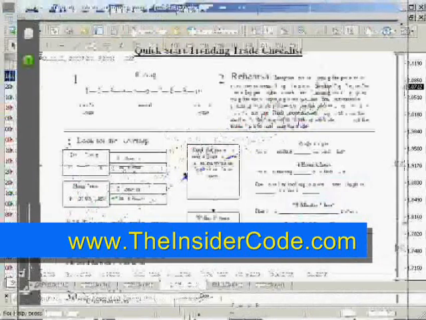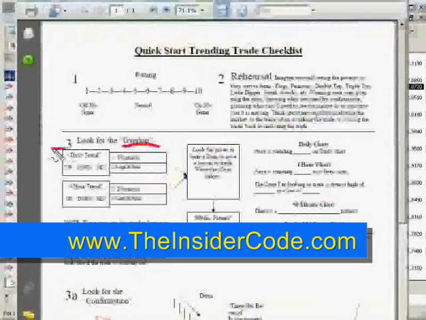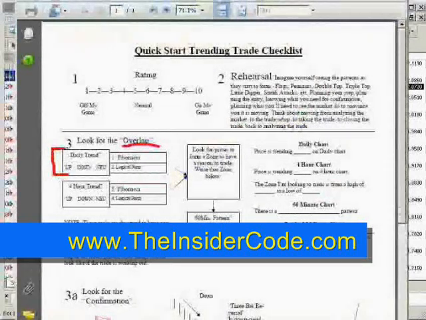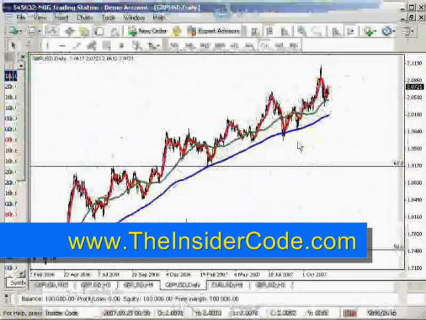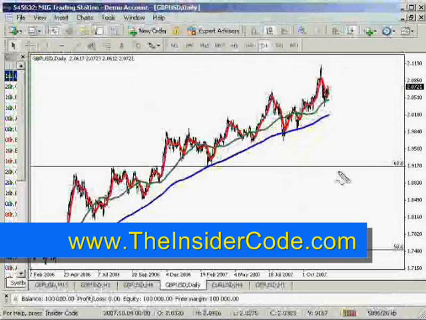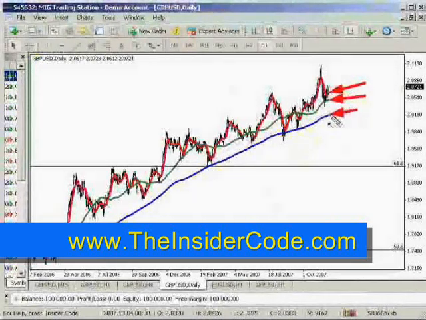So let's start with our trending trade checklist. When we're looking for the overlap, the place we want to start first is the daily. The first thing we're going to do is look for the daily trend. The daily trend is easily identified with the three moving averages on the screen.